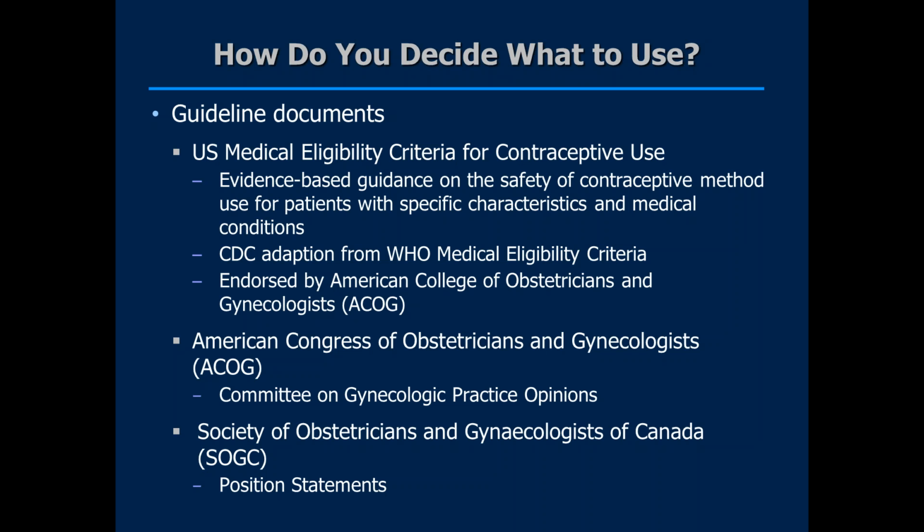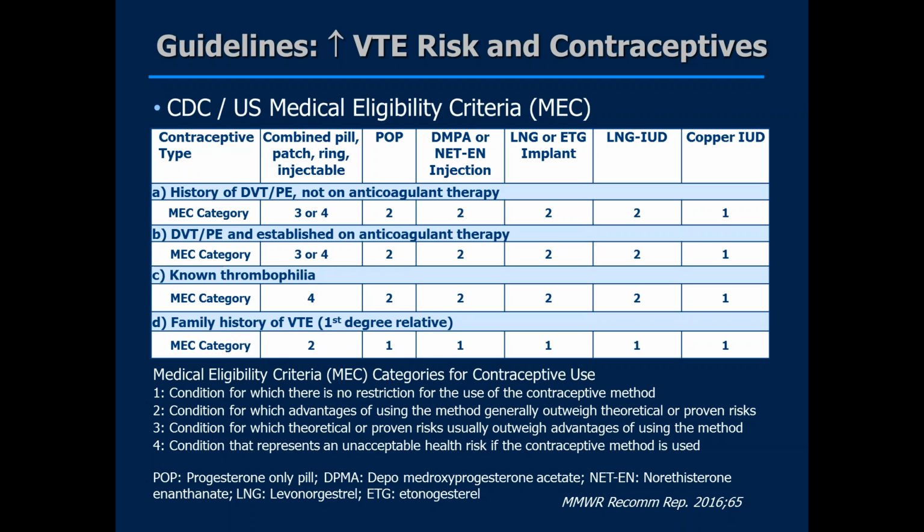What these criteria do is they provide guidance on the safety of various contraceptive methods for patients with specific characteristics and medical conditions. This is an example of a table that you might see in the publication of the U.S. medical eligibility criteria. The most recent set of recommendations were updated and published in 2016. This publication evaluates and summarizes the risks and benefits for various forms of contraception, for various health conditions, and it uses a category or criterion ranking.